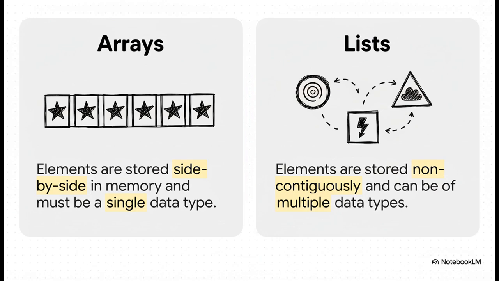A list, on the other hand, is all about flexibility. Its items can be scattered all over the place in memory, and they can be different types. But that freedom has a small price. It can be a bit slower to find things. The bottom line? Use arrays when you need speed and you know what you're dealing with. Go for lists when you need that flexibility.